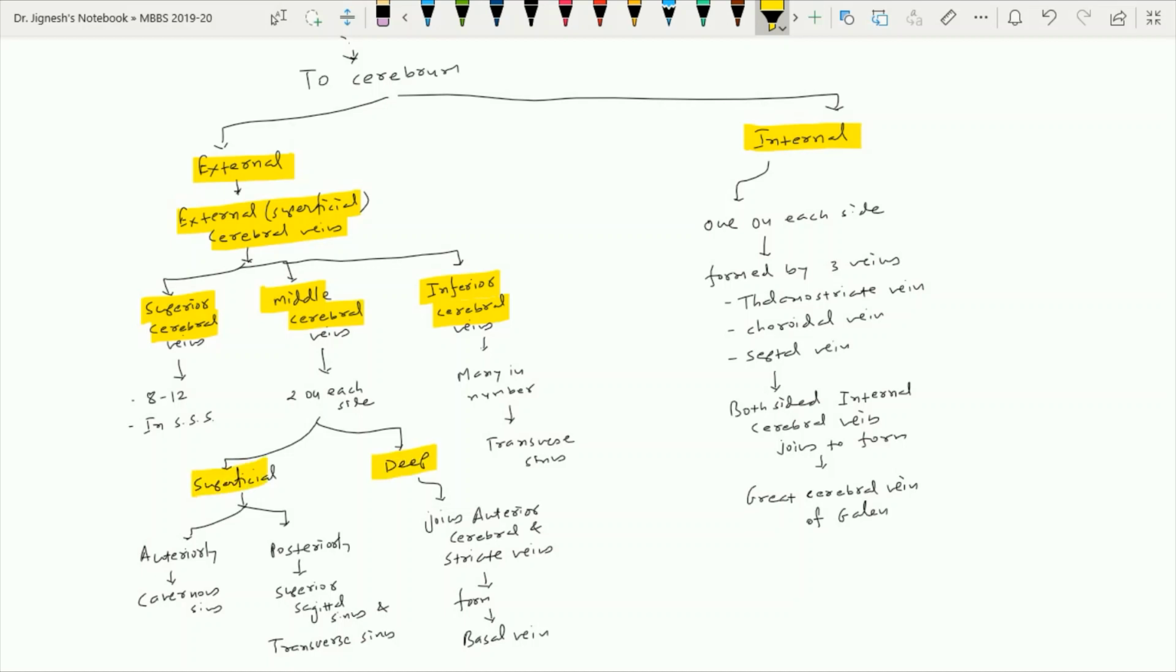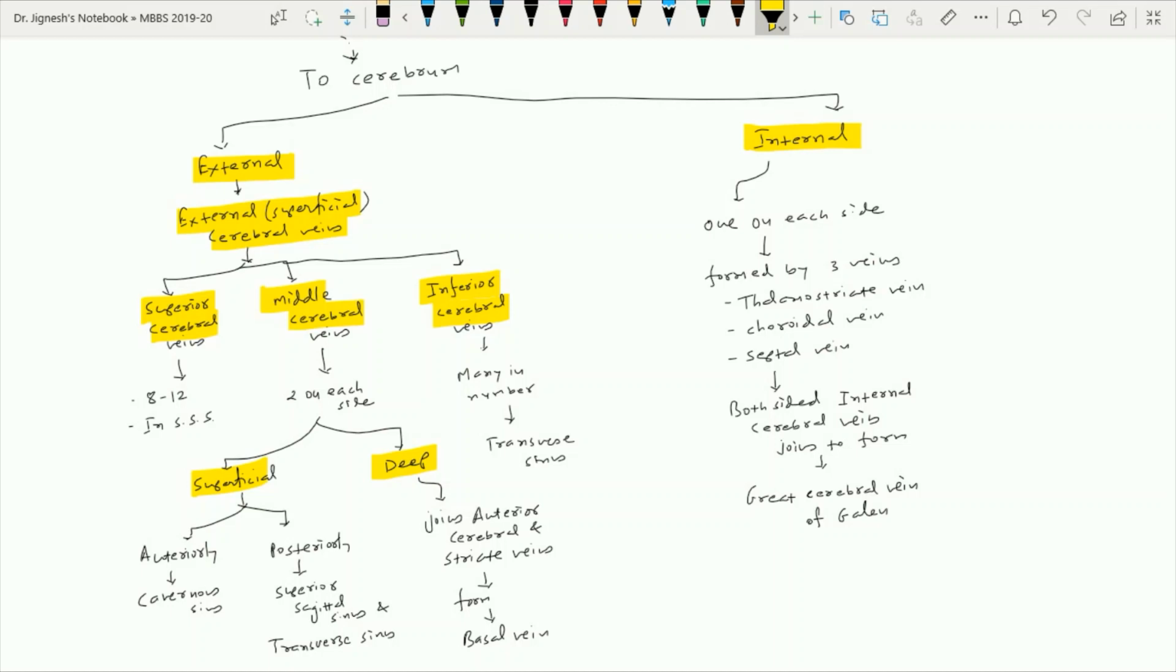When we see the superficial middle cerebral veins, anteriorly they drain into the cavernous sinus, and posteriorly they drain into the superior sagittal sinus as well as the transverse sinus via the superior anastomotic vein of Trolard as well as the inferior anastomotic vein of Labbé respectively. While the deep middle cerebral vein joins the anterior cerebral vein as well as the striate vein to form the basal vein.